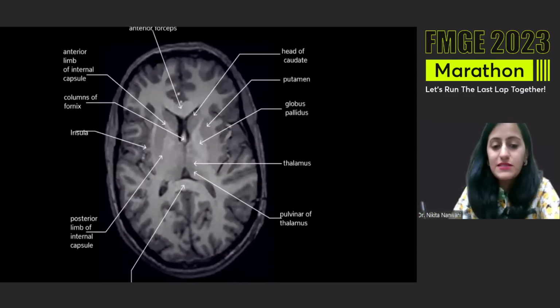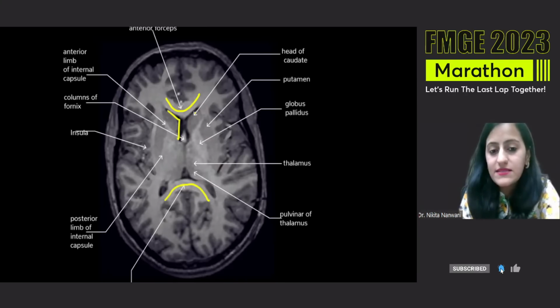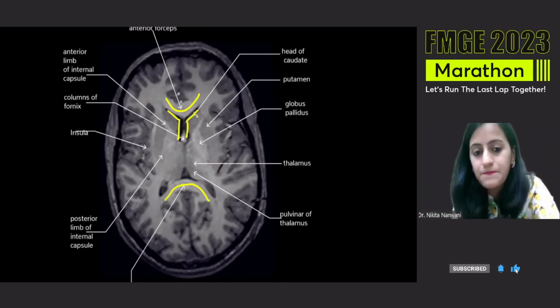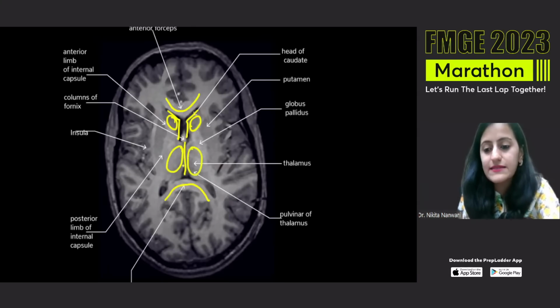Let's go to this image here, a quick review of what we have seen. Joining the two hemispheres, this is the corpus callosum. This is the frontal horn of lateral ventricle, and adjacent to that we have the caudate. This is the third ventricle. Adjacent to that is thalamus.